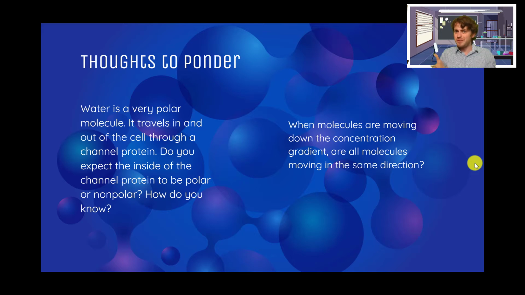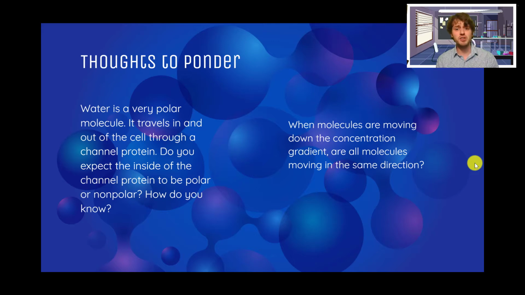All right, so we would expect the inside of that channel protein to be polar, right? Because we know that it's going to attract those water molecules, it's not going to repel them, it's going to allow them to move through that channel. I'm actually going to talk about it at the end of this video some more because I think that water moving through aquaporins is just fascinating.